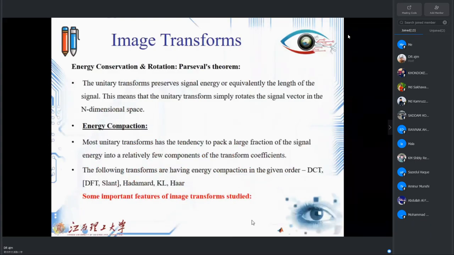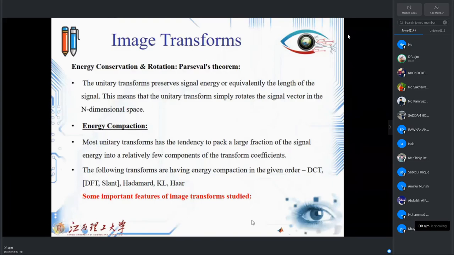These image transforms are related to energy conservation and rotation, per Parseval's theorem. The unitary transform preserves the signal energy or, equivalently, the length of the signal. This means that a unitary transform simply rotates the signal vectors in the n-dimensional space. Then most unitary transforms have the tendency to pack a large fraction of the signal energy into relatively few components of the transform coefficients. The following transforms have the compaction in the order of DCT, KL and so on. Some important transforms will be studied.